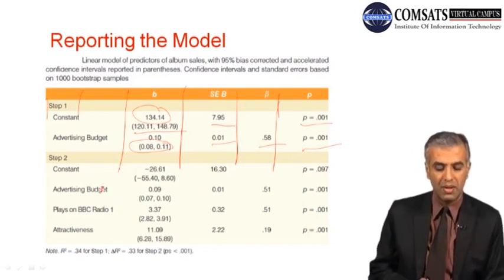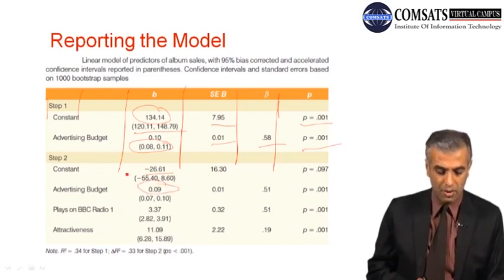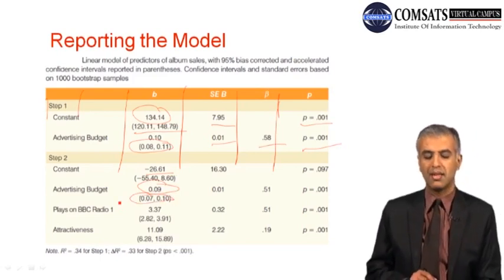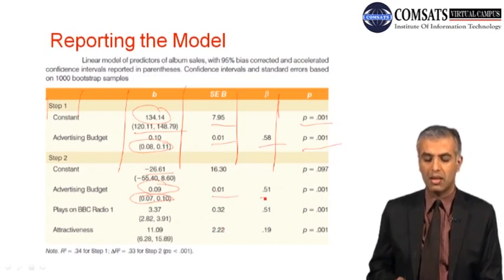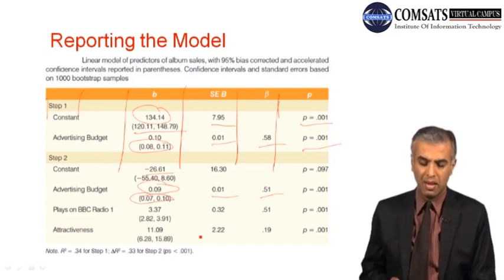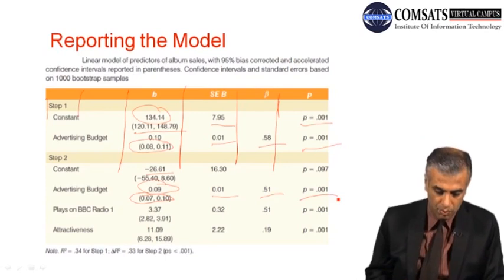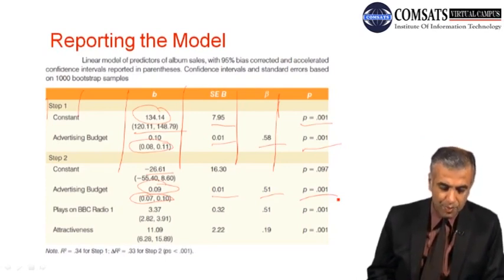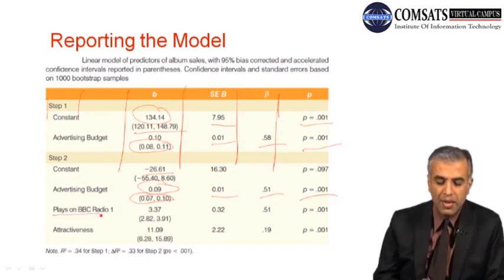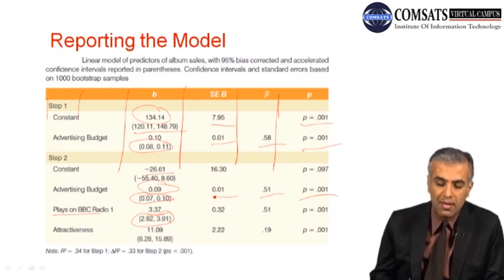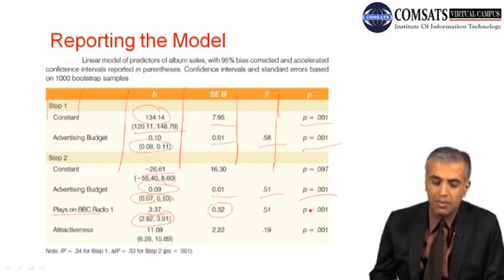And in step 2, as we discussed earlier, our constant values are reported. Then we have reported our advertising budget. Likewise, our confidence interval is placed in brackets. Again, the standard error for beta is kind of low, and we have the standardized beta value, which is reported here along with the p-value. So likewise, we have reported each value for each independent variable, as you can see here, along with their confidence intervals. Also, the standard error, beta value and p-value are reported.